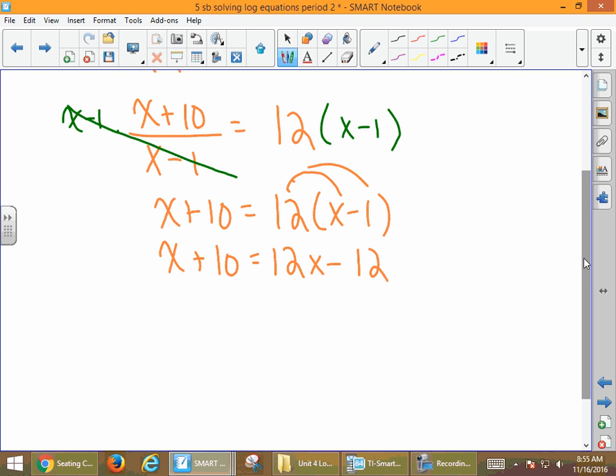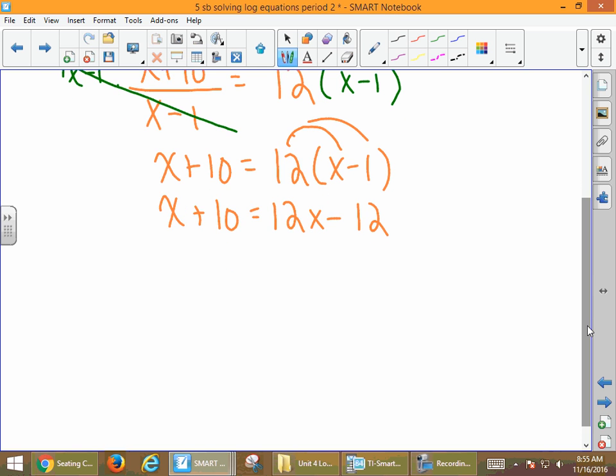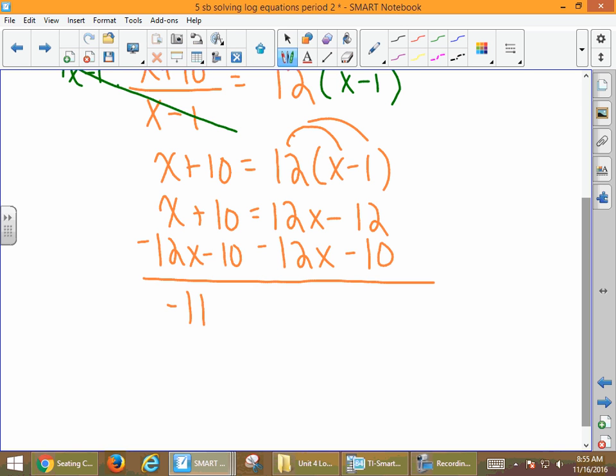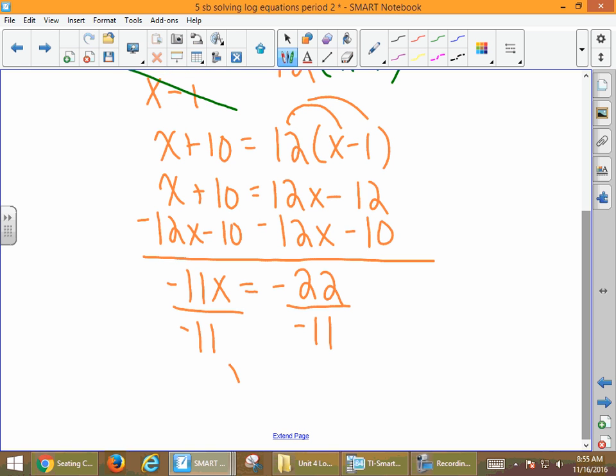And then we can solve. Solve it the way your Algebra 1 teacher taught you to solve it. I tend to move my letter to the left. It won't make any difference here. We get negative 11x equals negative 22. And then when we divide both sides by negative 11, we end up with x equals 2.